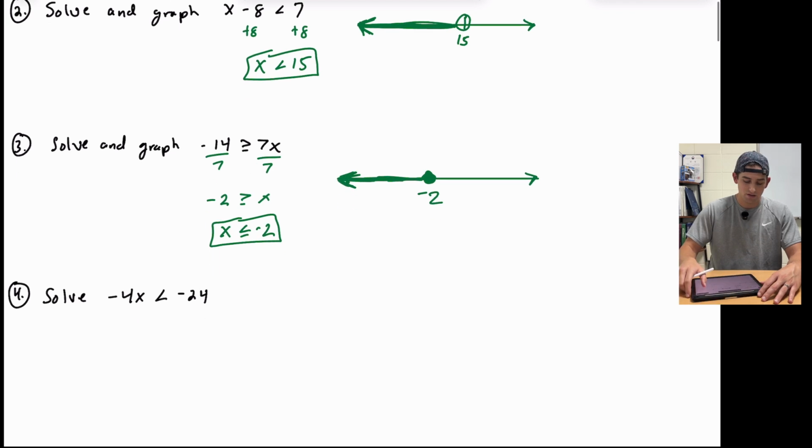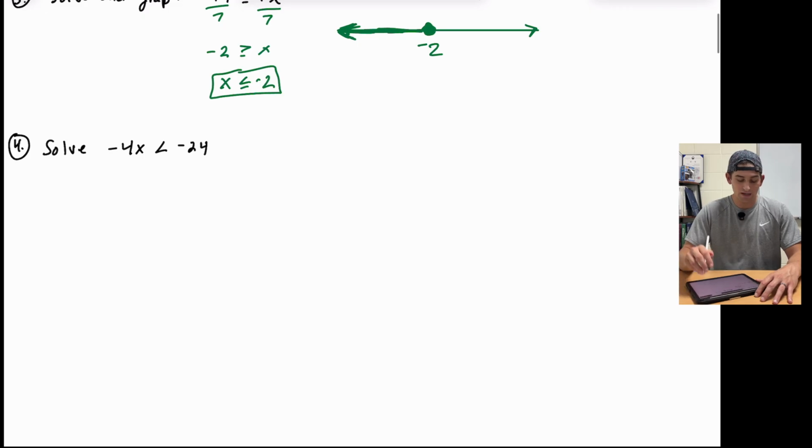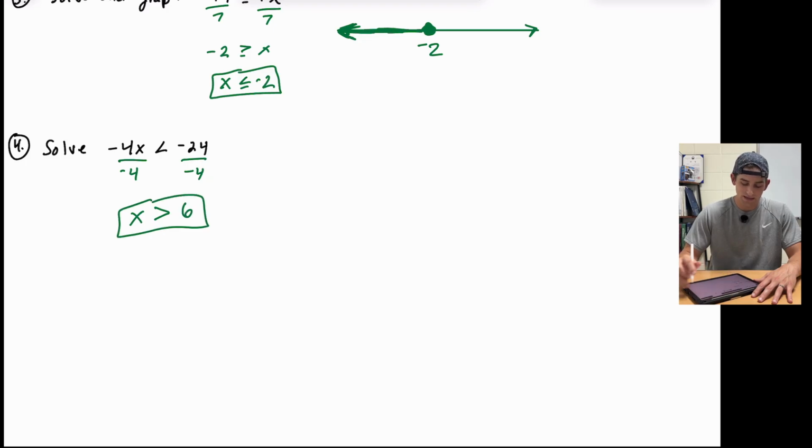All right. Next one, number 4, -4x is less than -24. Now we want to divide both sides by -4. And since we are working with an inequality, if we multiply or divide by a negative, we must flip the direction of the inequality symbol. So originally we had less than, now we have greater than. -24 divided by -4 would be +6. So we get x is greater than 6. Now it doesn't tell us to graph this one, but if you want to think through it, open circle on 6, shade to the right.